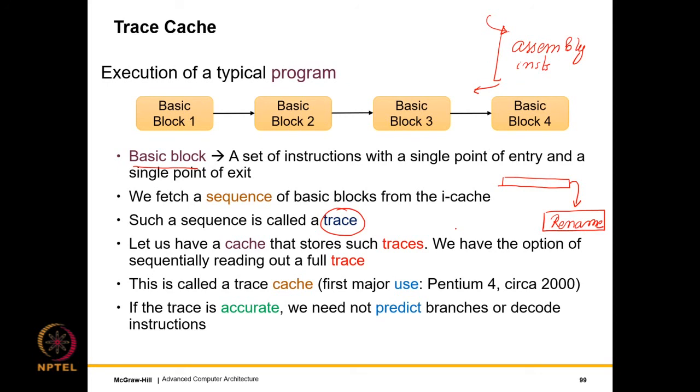This is called a trace cache, which Intel used for the first time with Pentium 4, around 2000. The trace cache is by and large very accurate, and it stores instructions in the most likely order in which they will be accessed, as opposed to an iCache, which stores the most frequently used addresses. So we can think of this as a different method of storage, and we need not predict branches or decode instructions, which, as I have said, is an advantage of this mechanism.